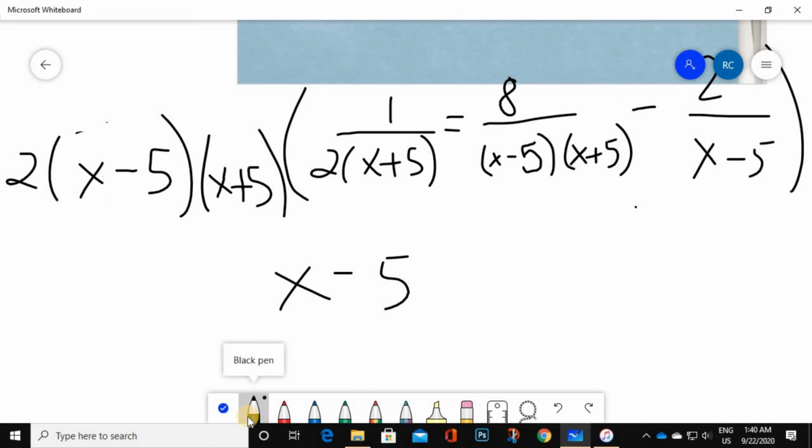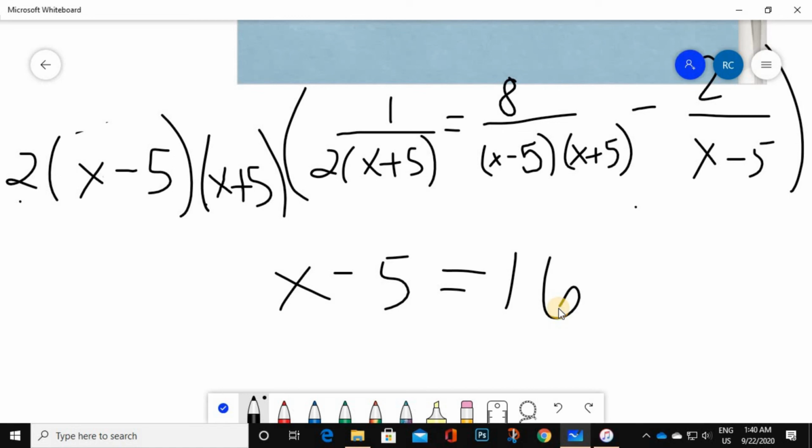Para naman sa 8 over x minus 5, x plus 5. So, cancel. Eliminate ang x minus 5. Eliminate din ang x plus 5. So, matitira na lang ay 2. I-times mo ngayon sa 8 equals 16. So, lagyan natin ang equal sign. Then, 16.